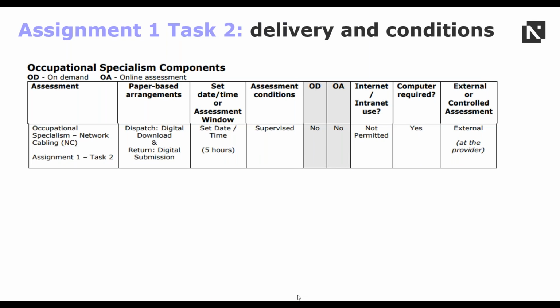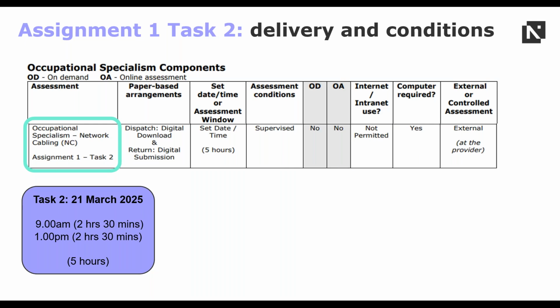Okay, moving on to the second task for this assignment, related to creating the network diagram. The students have a total of 5 hours to complete this task at a set date and time, and again, the summer 2025 dates can be seen on the screen now. These change each year, so please do check the key date schedule we mentioned earlier.